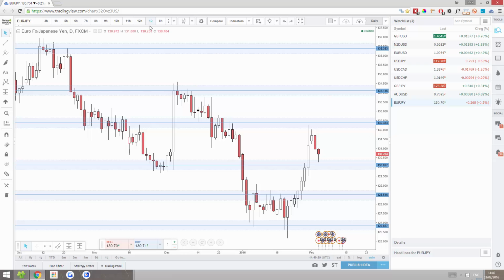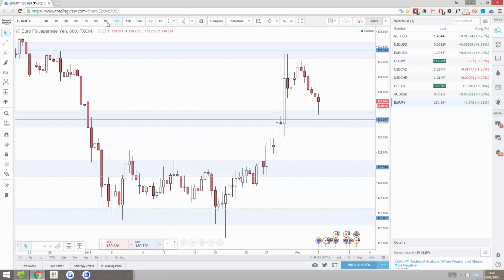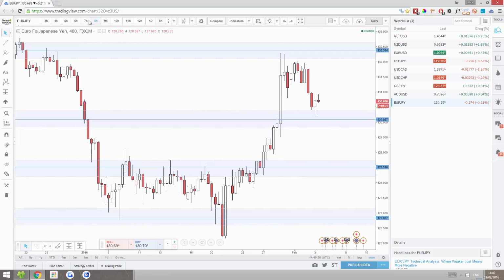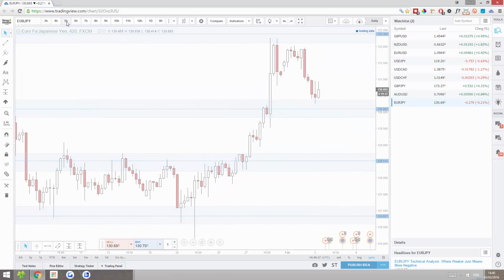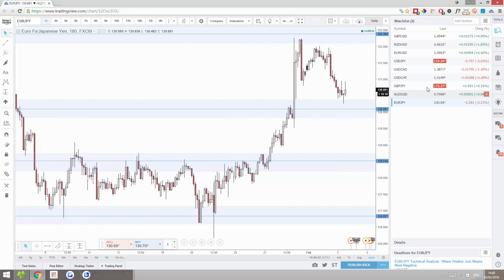Finally, Euro/JPY, but there's nothing much happening here, is there? Nothing tradable anyway. Yeah, not interested in anything happening here.